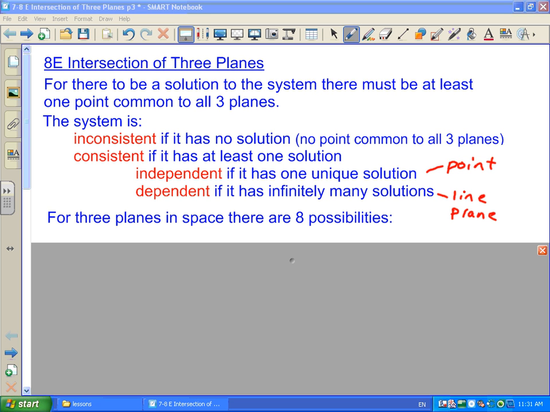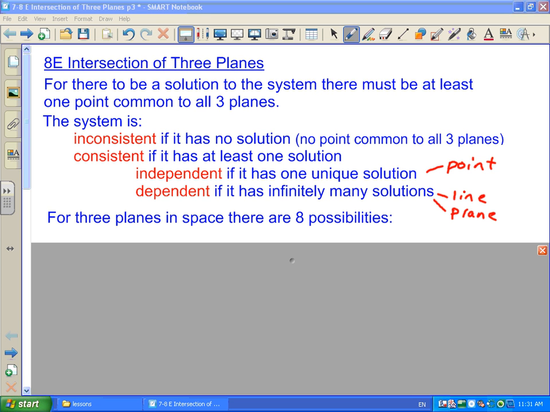Okay. So if our intersection is a line or a plane, obviously we have infinitely many points on a line and infinitely many points on a plane, so we have an infinite number of solutions. And this will become a little bit more clear as we look at the possibilities.